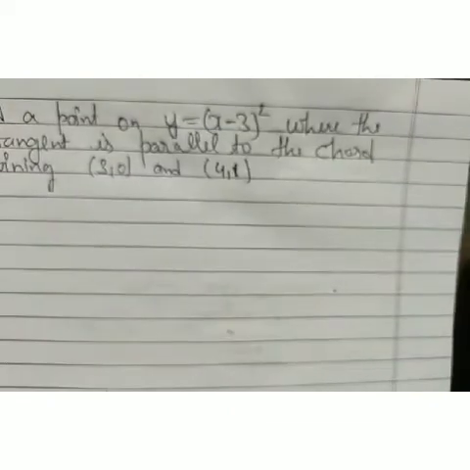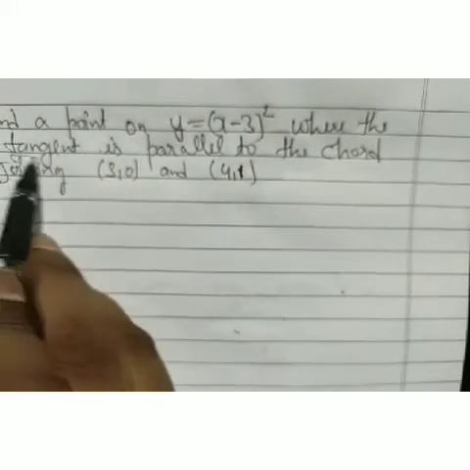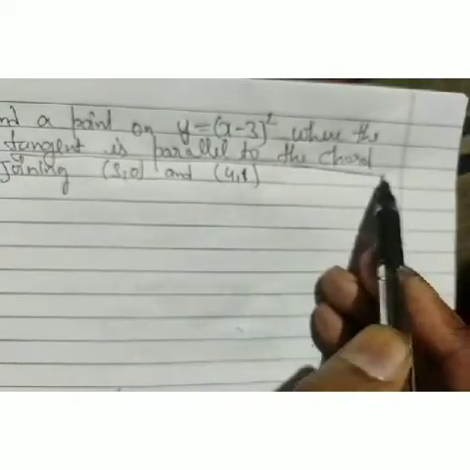Now we take one example to discuss a problem with the Lagrange mean value theorem. Look, we have one problem: find a point on y = (x minus 3) whole square where the tangent is parallel to the chord joining (3, 0) and (4, 5). Here there is no mention that you verify the Lagrange mean value theorem. Then how can we suppose that it belongs to the Lagrange mean value theorem? Because here it is given that the tangent is parallel to the chord.